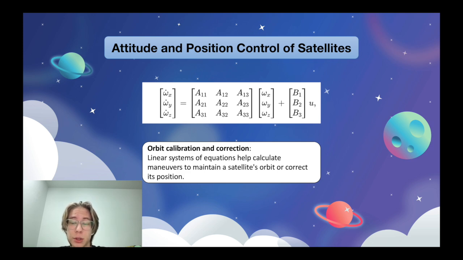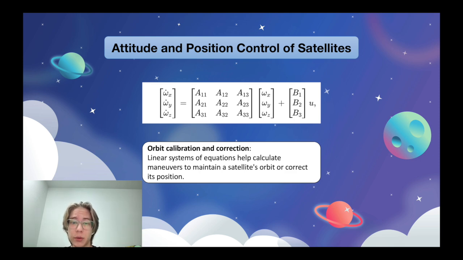For example, Euler's equation for satellite rotation in linearized form, where Wx, Wy, and Wz are the satellite's angular velocity, and U is the control torque. This system enables stabilization of a satellite using reaction wheels.